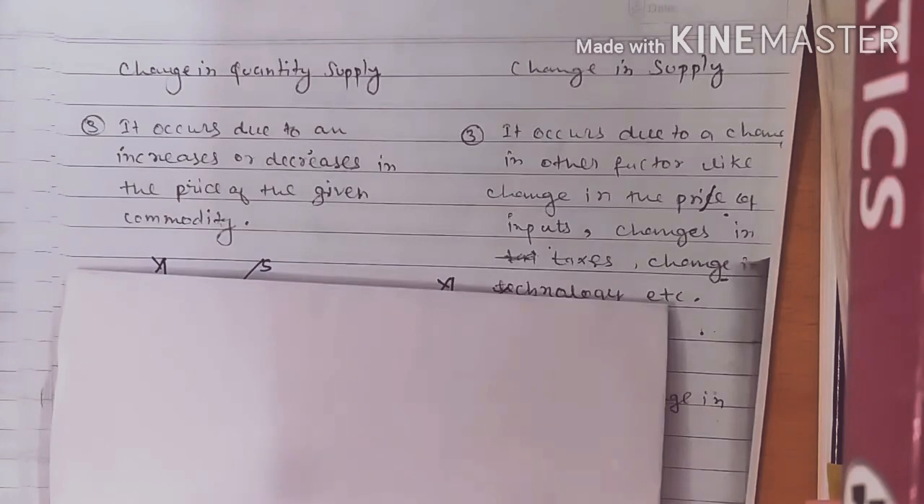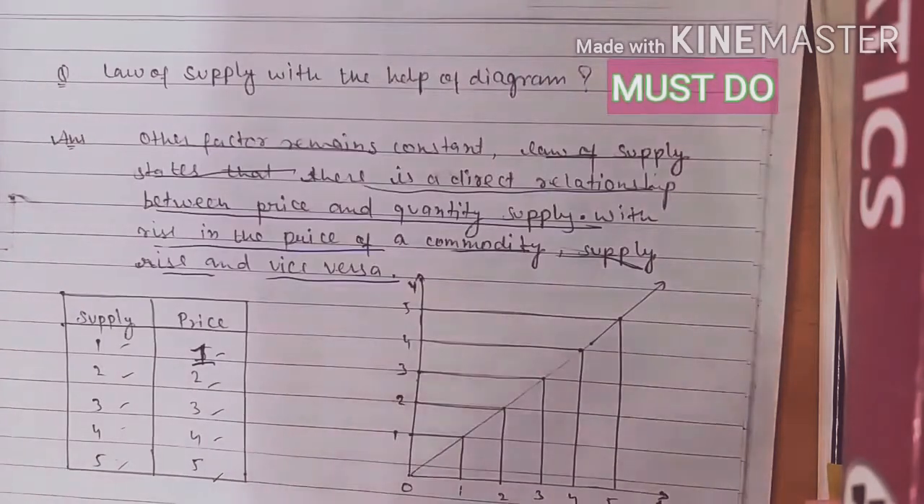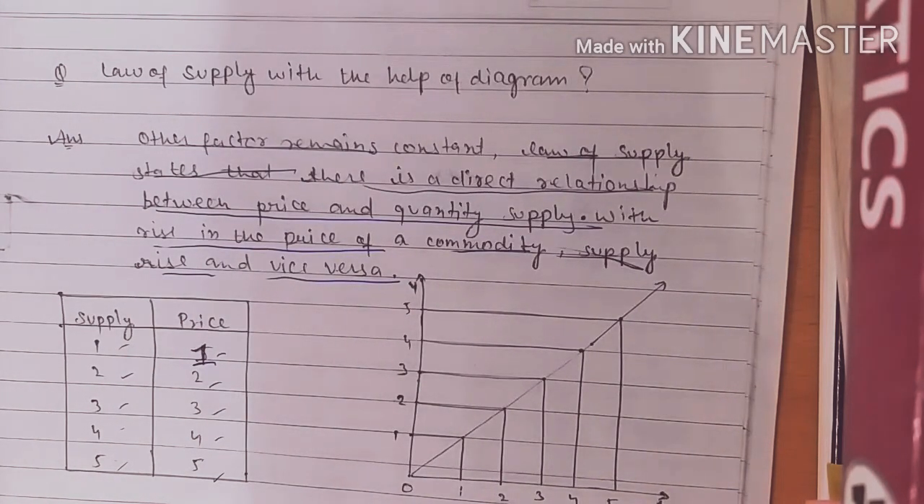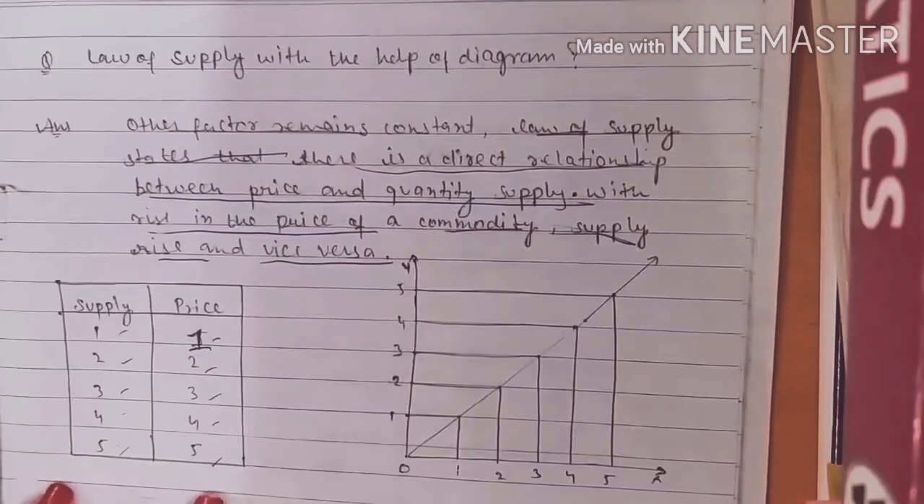Now let's do the law of supply. Other factors remaining constant, the law of supply states that there is a direct relationship between price and quantity supplied. With the rise in the price of the commodity, supply rises and vice versa. Here's the diagram and here's the schedule.